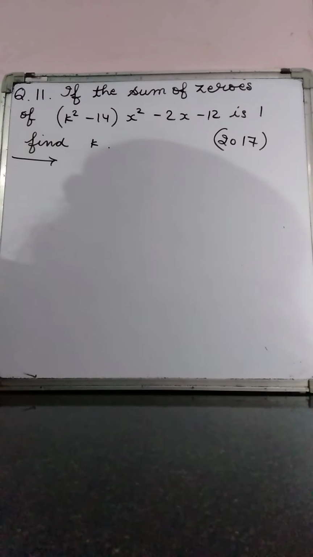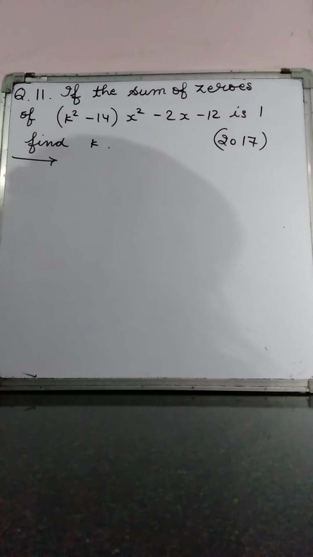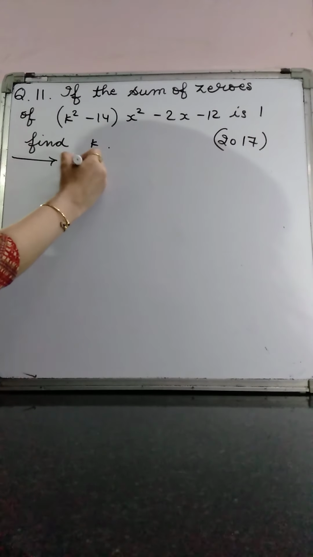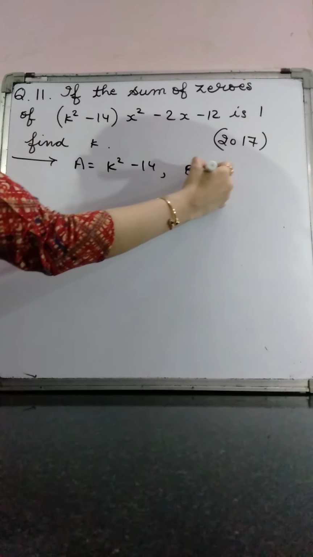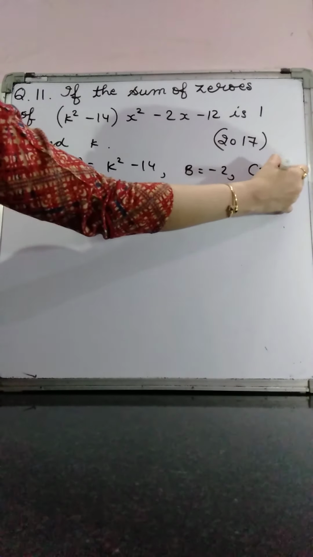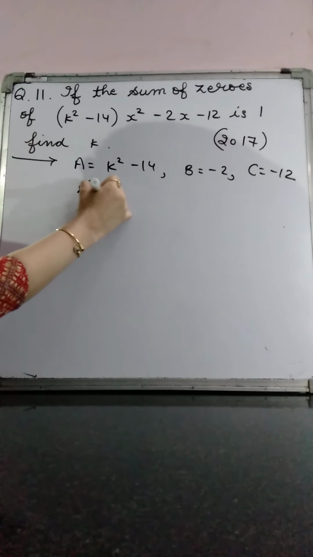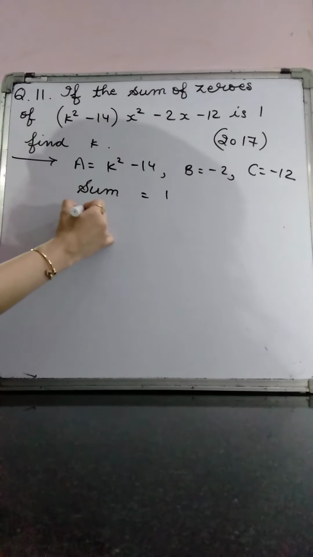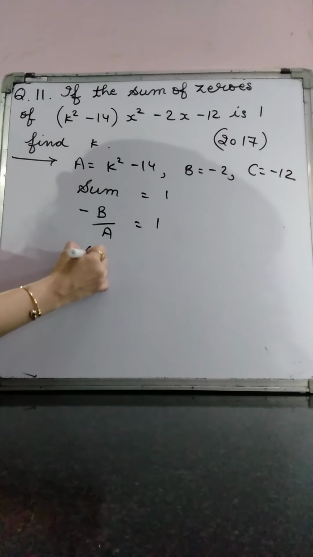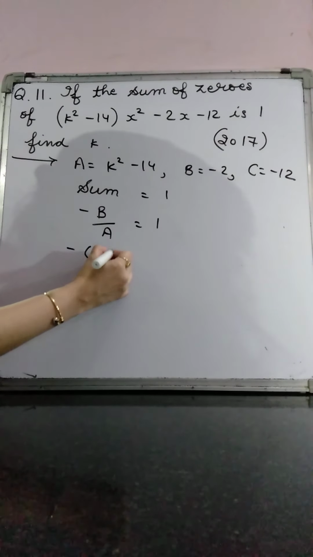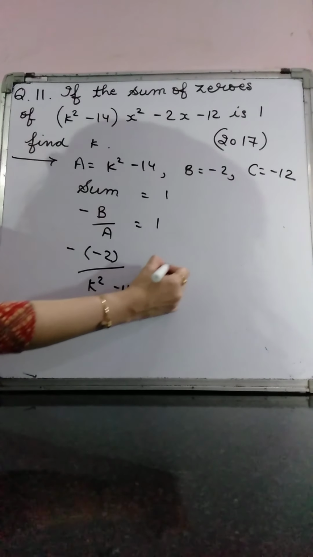Now the question is, if the sum of zeros of this polynomial is 1, find the value of k. Compare. The value of a is k square minus 14, the value of b is minus 2 and constant is minus 12. Sum is 1. The formula of sum is minus b by a. Now substitute values. The value of b is minus 2. The value of a is k square minus 14.